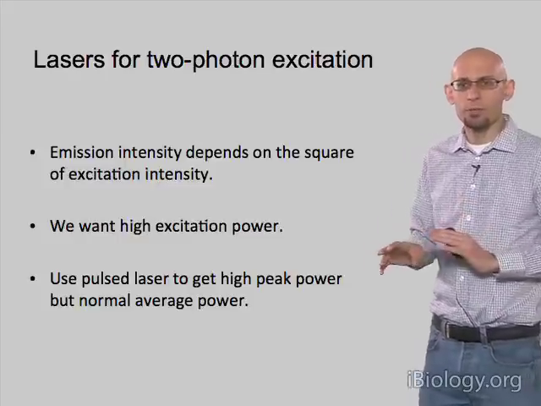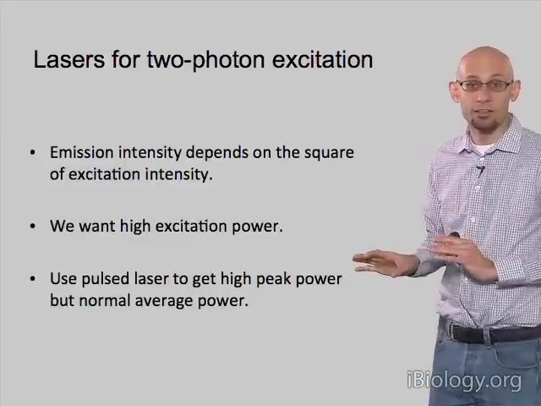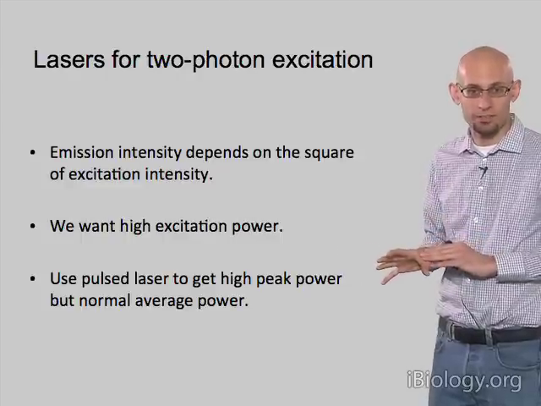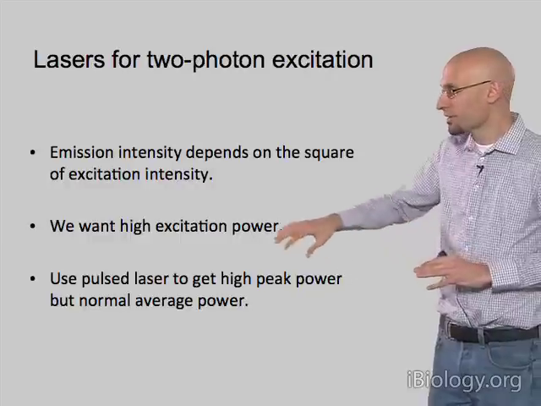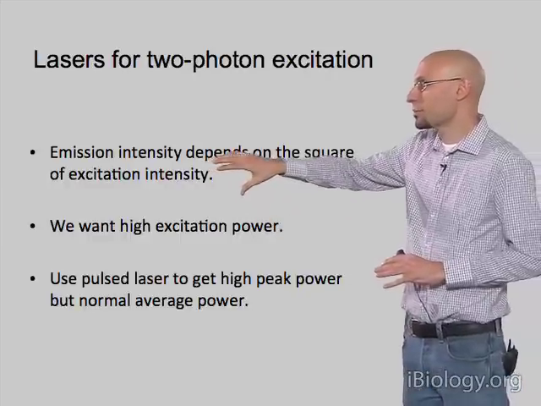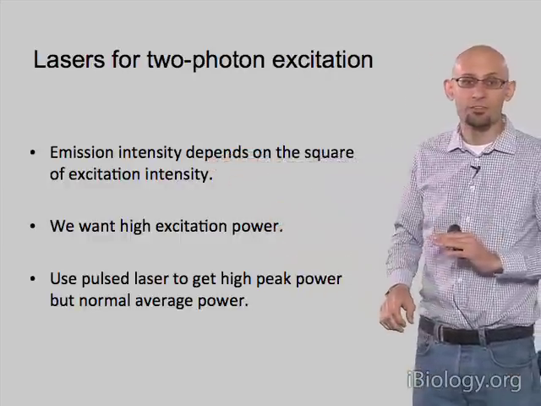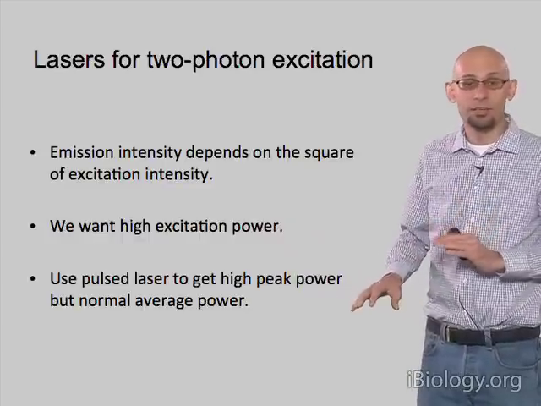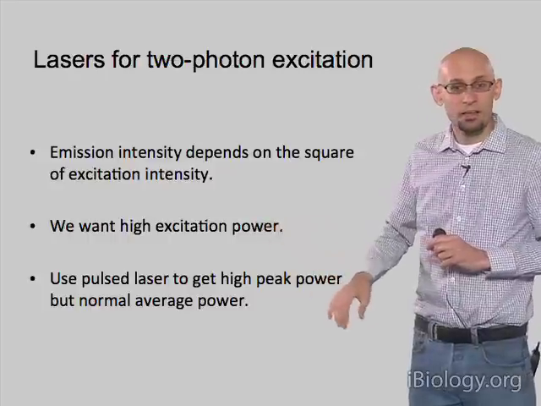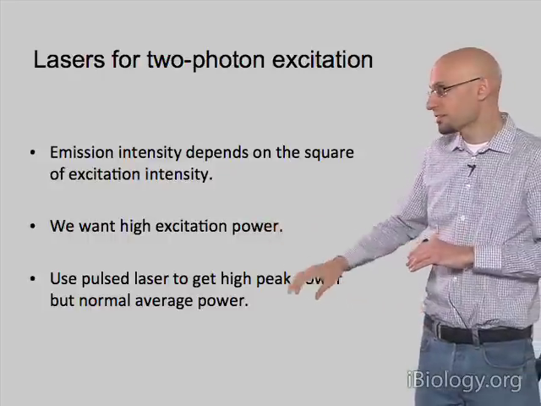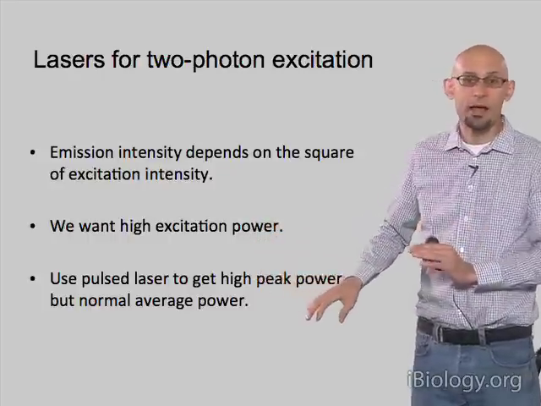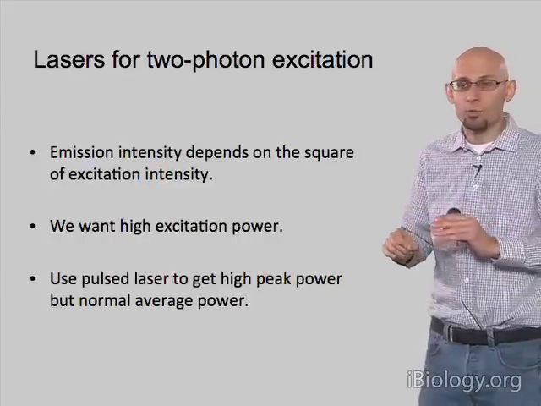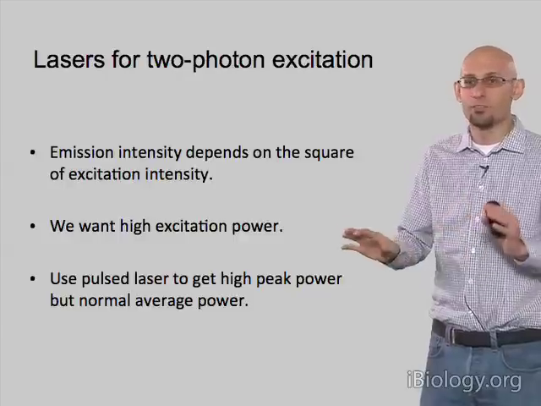Now I want to talk a little bit about how we get the excitation here, and in particular the kinds of lasers we need to use for doing two-photon excitation. As I said, the brightness of our sample, the emission intensity, depends on the square of the excitation intensity. That means we need a very bright excitation, we need high excitation power. The way we do that is to use a pulsed laser to get high peak power, so that we get a lot of photons in a very short burst, but without using tremendous amounts of power into our sample at all times.